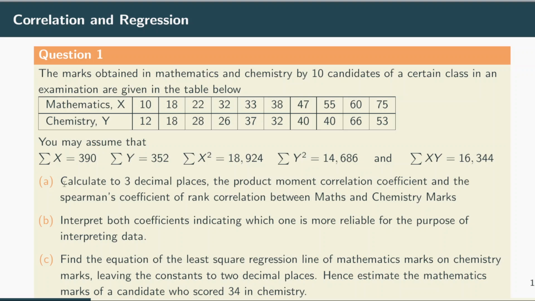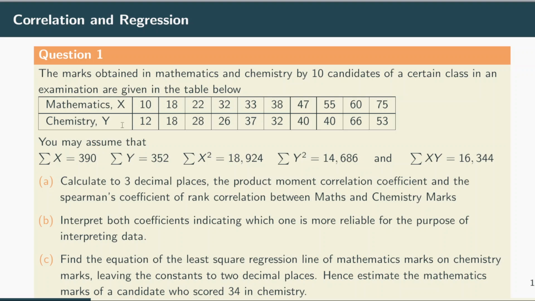Then the A part of the question, you were asked to calculate to 3 decimal places the product moment correlation coefficient and the Spearman's coefficient of rank correlation between the maths and the chemistry marks. Then the B part was to interpret both coefficients, indicating which one is more reliable for the purpose of interpreting data. And the C part is to find the equation of the least square regression line of mathematics marks on chemistry marks, leaving the constant to 2 decimal places. Hence, estimate the mathematics marks of a candidate who scored 34 in chemistry.